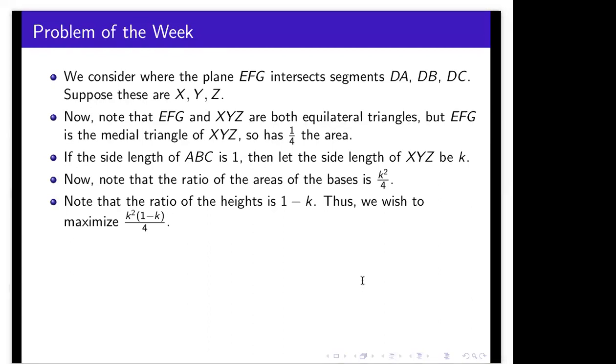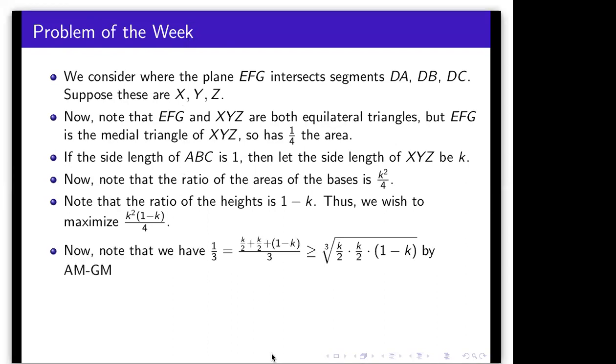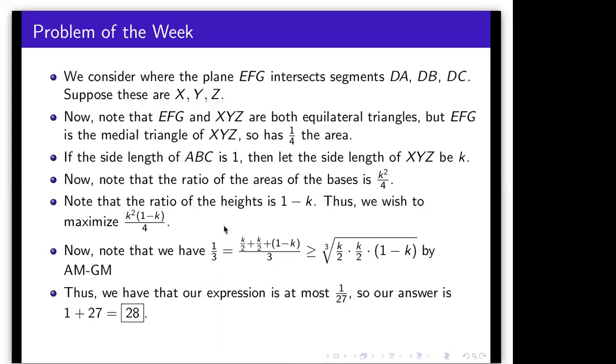So what this tells us is we now have an expression in terms of K that we want to maximize, right? And from here it's just algebra, right? We can use AM-GM on this expression, for instance. And then we can basically just see that the maximum it attains is when K equals 1/3 and when K equals 2/3, and so that is 1/27. So our answer is 28.